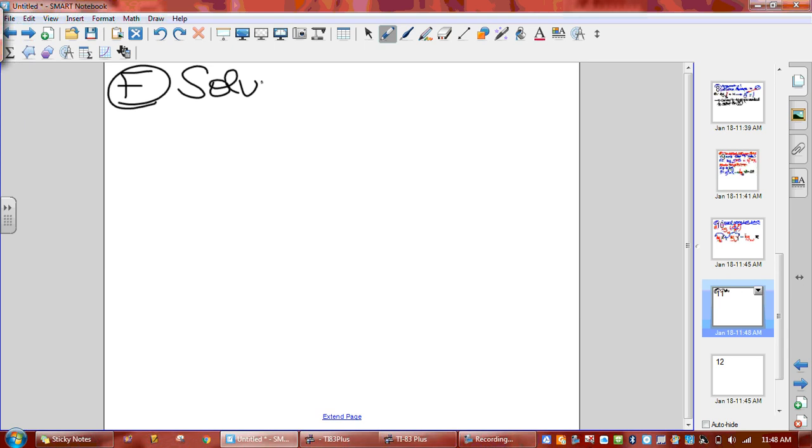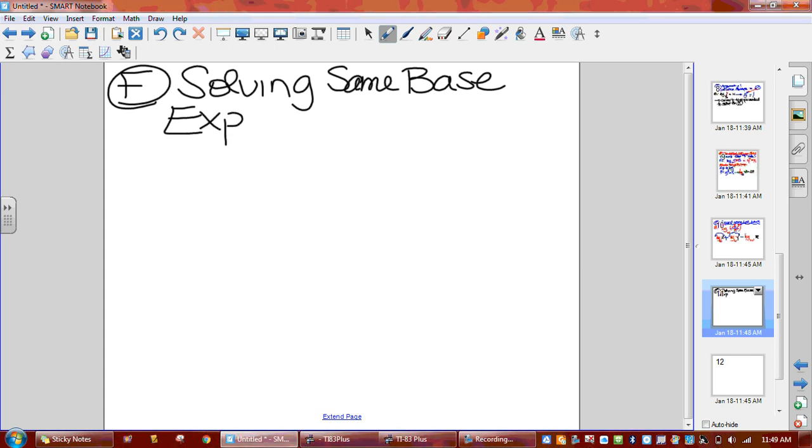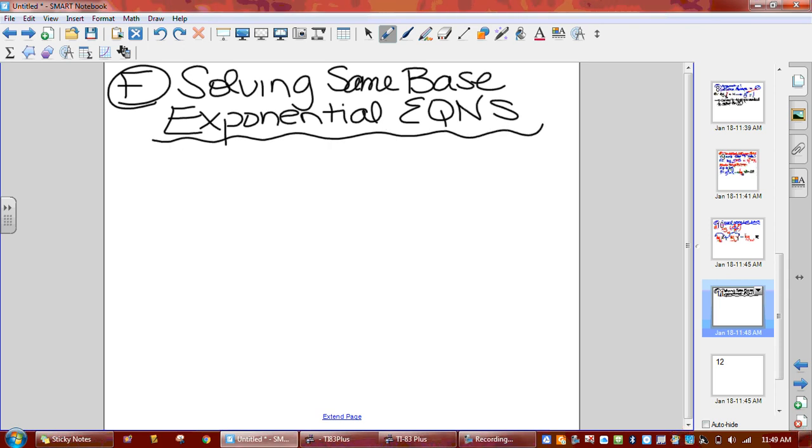Solving same base exponential equations. These are all our main outcomes. And I'm going to clone that page. There we go. So, solving same base exponential functions.